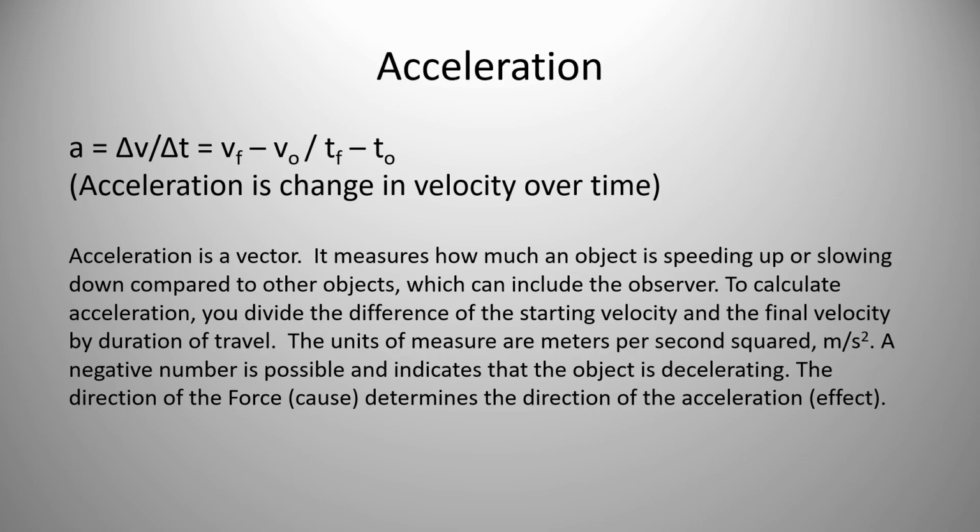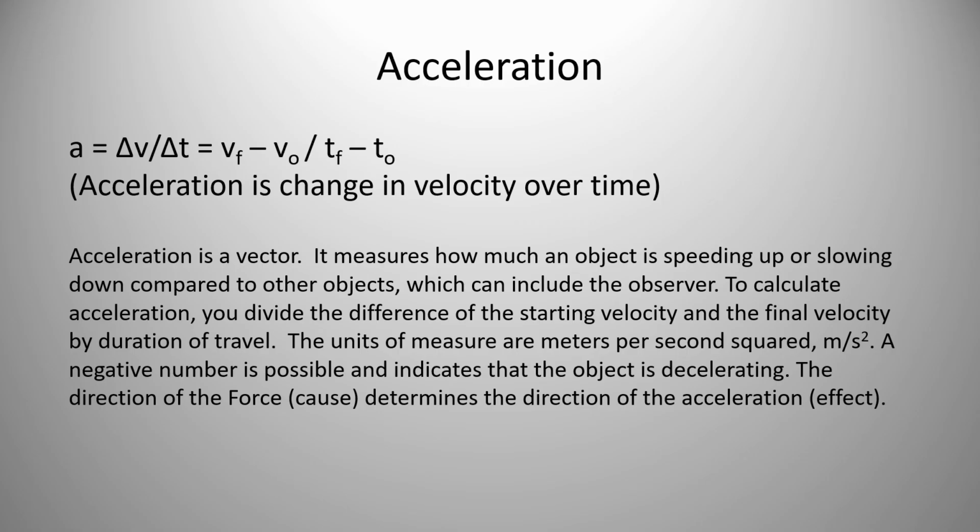And so when we apply an acceleration not opposed but not in line with the original motion, the object has to turn to start lining up with the direction of the acceleration. Okay, and that's how we get orbits. To calculate acceleration, you divide the difference of the starting velocity and the final velocity by the duration of travel, or the duration of the event. Units of measure are meters per second squared. A negative number is possible and indicates that the object is decelerating. The direction of the force is the cause applied to the object, which determines the direction of the acceleration.